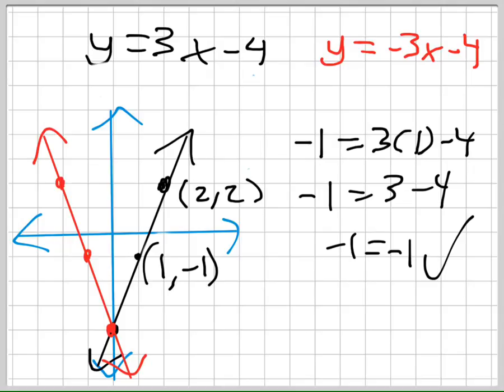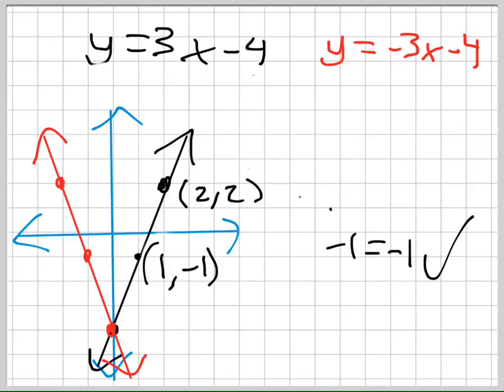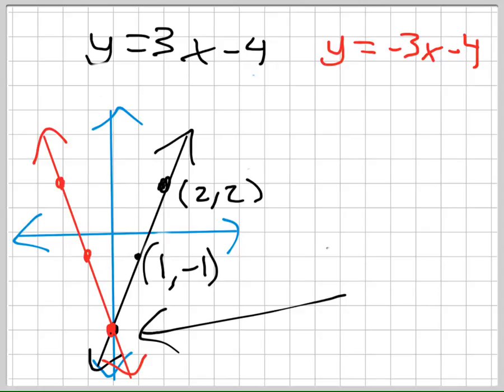I want the point, or the xy coordinate, that works for both of these. Yeah, Jack? That's the intersect? Yes, it's where they intersect, which is right there. What point is that? (0, negative 4). Remember, that's the x coordinate, that's the y coordinate. So let's try both of those.